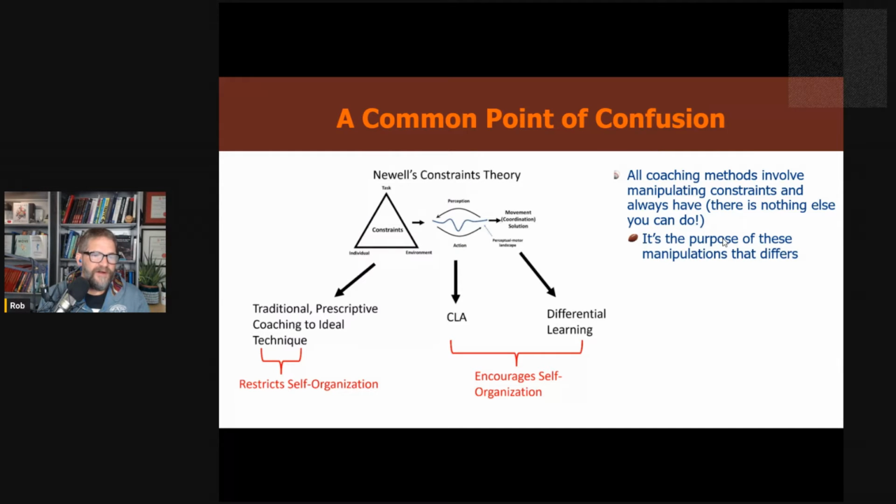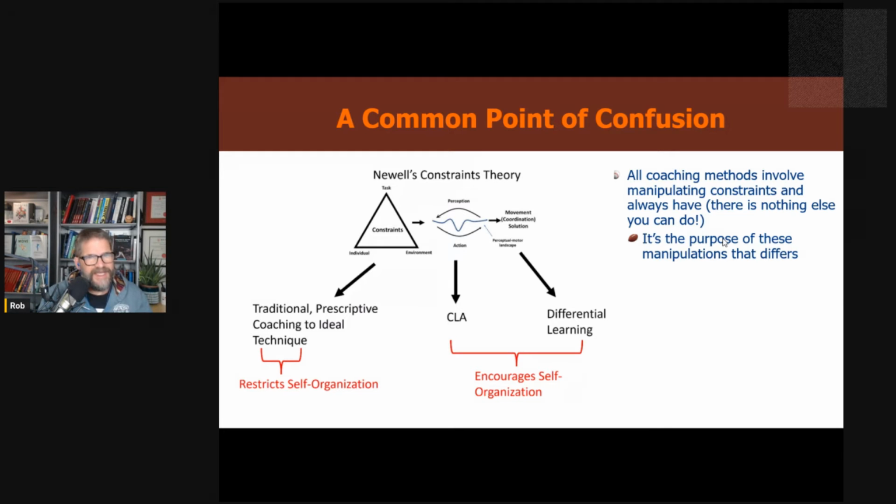They're currently used in all methods, even prescriptive traditional coaching is a constraints manipulation. The difference lies in what the goal of the constraints manipulation is, right? What is the purpose of manipulating constraints in practice, right? What is the purpose of what you say, the equipment you give the athlete, whether you use blocked versus random practice, et cetera, and so on.